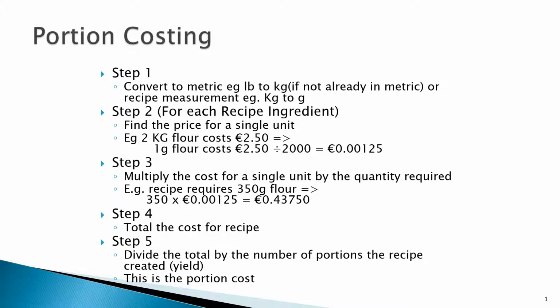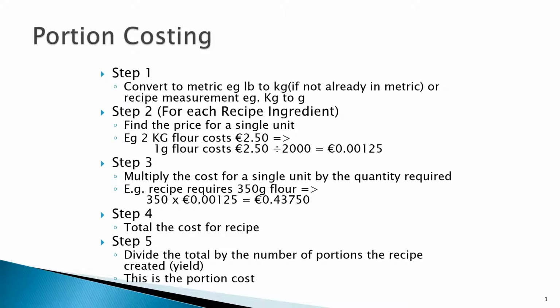Okay, step number three then, multiply the cost of a single unit, a single gram for example, by the quantity required in the recipe. So the recipe requires 350 grams of flour, so we take 350 and we multiply it by this figure up here. Okay, and we get 0.43 or 0.44 per 350 grams.